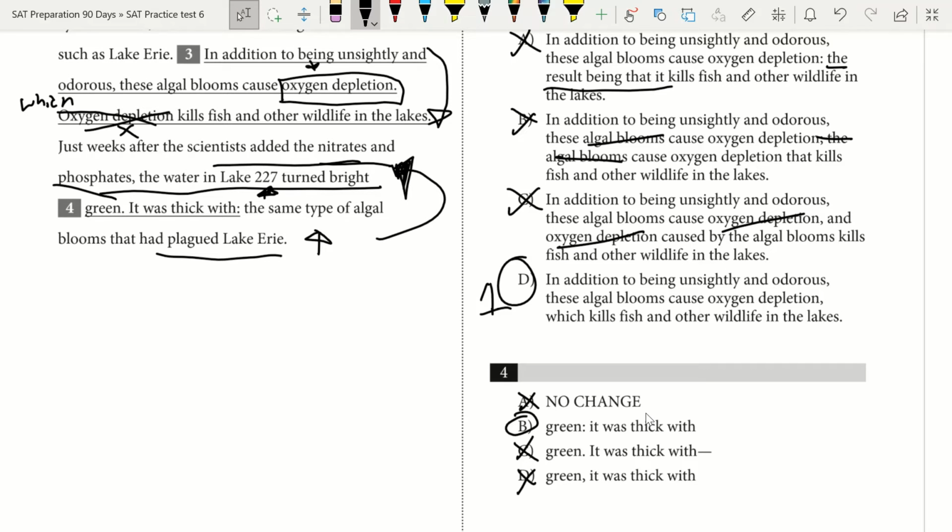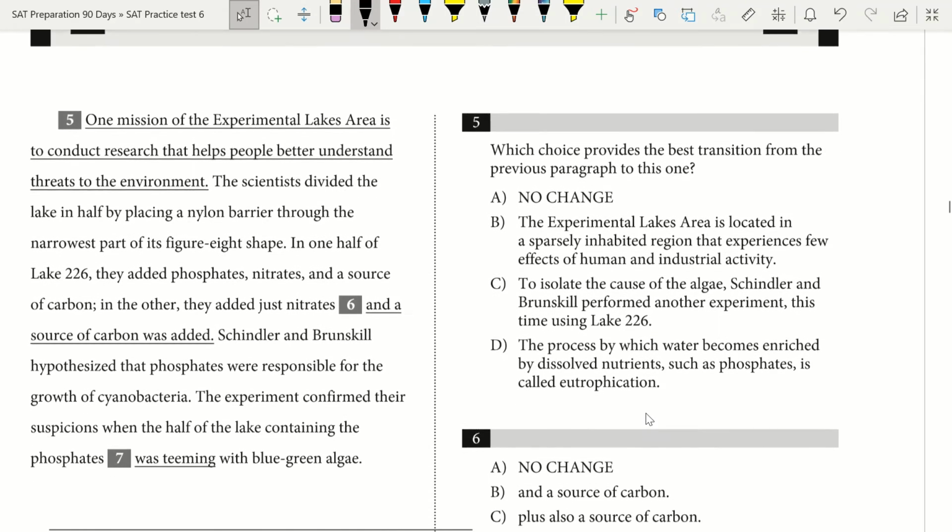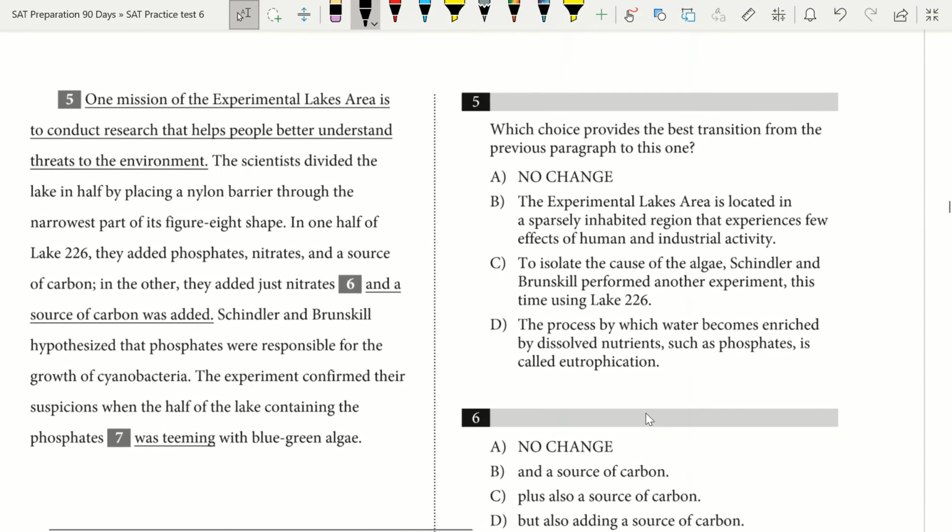All right, moving on, we got question 5 now. "One mission of the," okay, so I'm asked for the best transition from the previous paragraph to this one. I can't make that choice without reading the rest here, so I don't even read this yet. I'm going to wait till I read the rest of this paragraph, or at least halfway into it. That way I can have a good idea of what it's about.